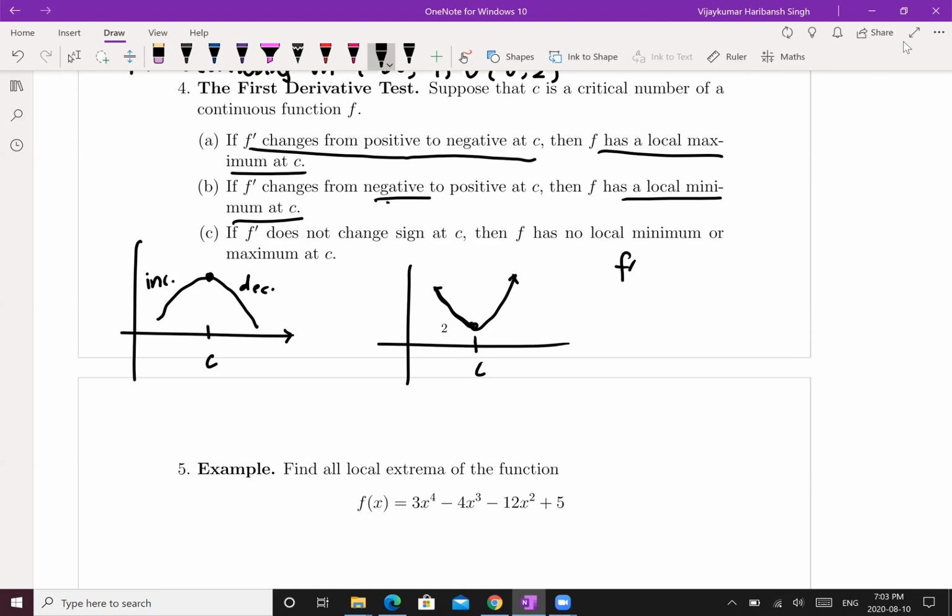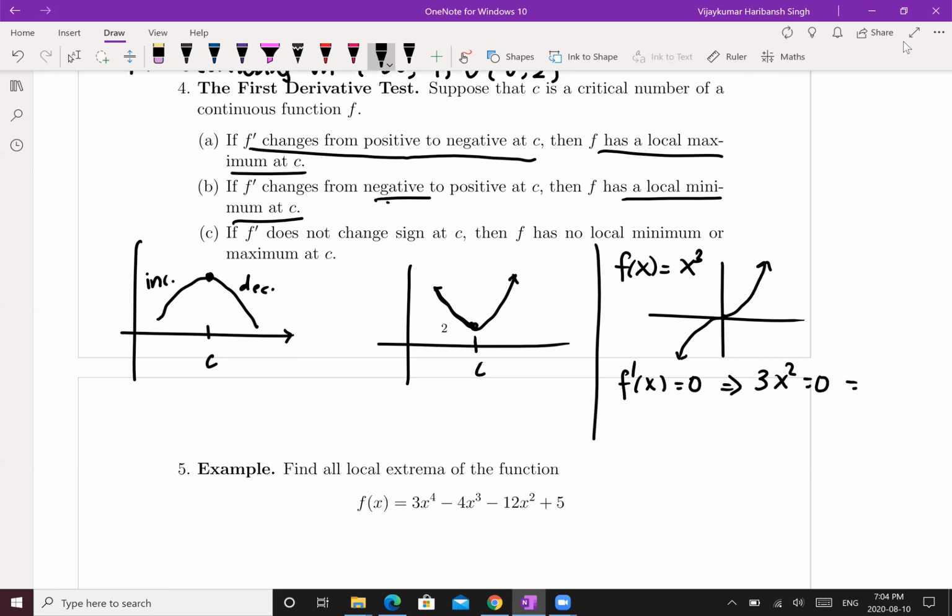Now it can happen, for example, f of x equals x cubed. Let's look at this graph. Where does the derivative become 0? f prime of x equals 0 gives us 3x squared equals 0, which means x equals 0. When you draw the sign diagram, since the derivative is 3x squared, it's positive here and positive here. So if the derivative does not change its sign, you will get neither a local maximum nor a local minimum at c.